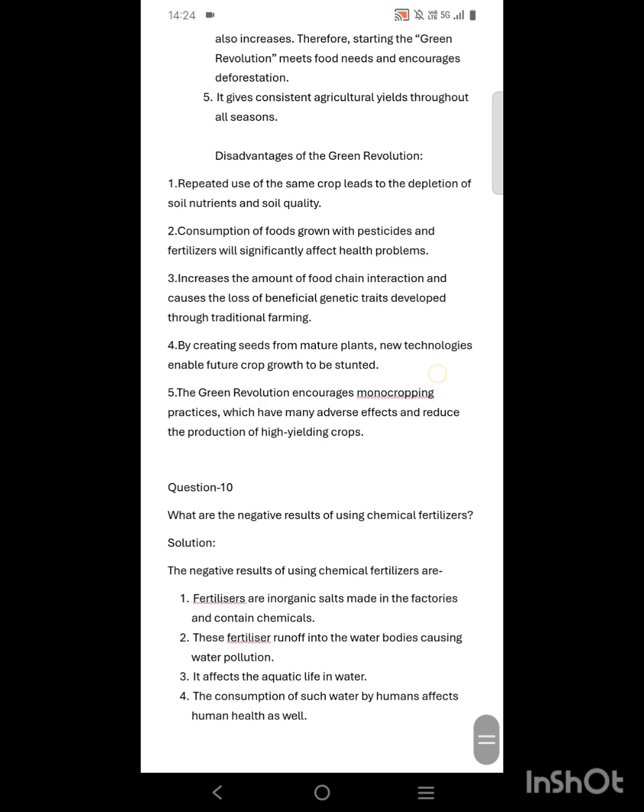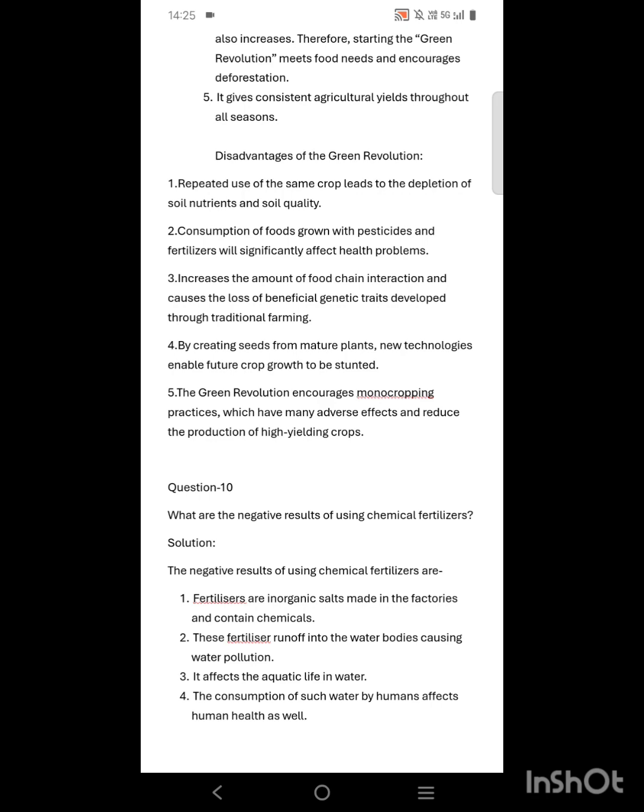Disadvantages of the green revolution. Repeated use of the same crop leads to the depletion of soil nutrients and soil quality. Consumption of foods grown with pesticides and fertilizer will significantly affect health.